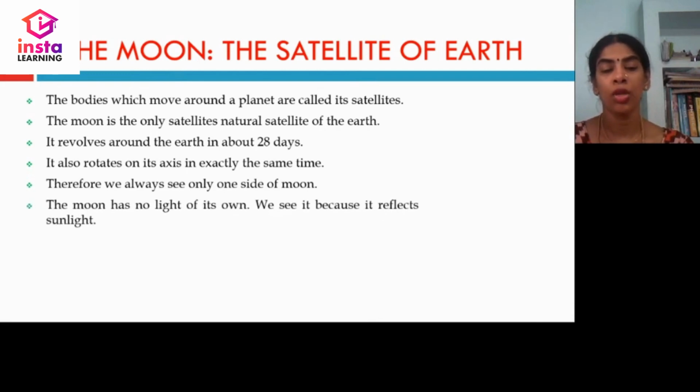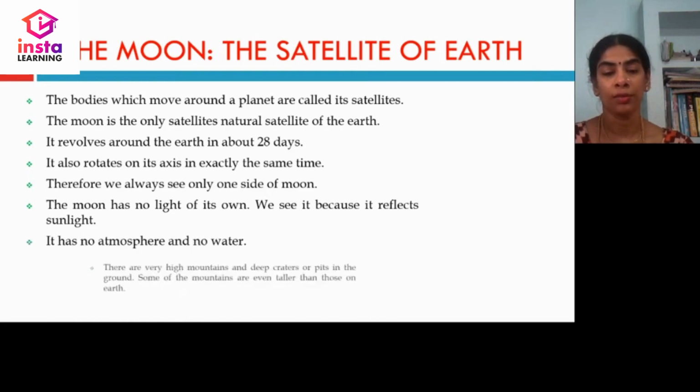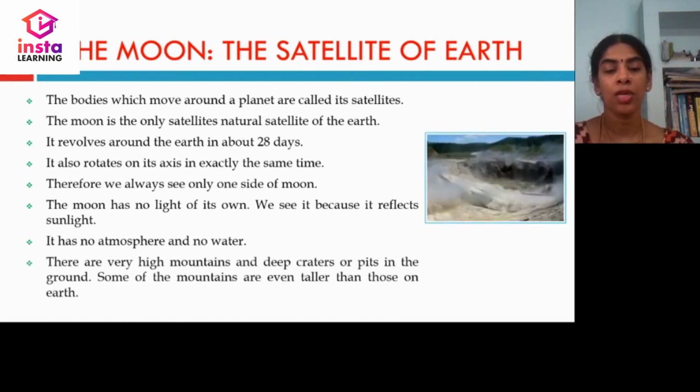The Moon has no light of its own. What we see of the Moon is a reflection of light. It has no atmosphere and no water. There are very high mountains and deep craters on the ground. The mountains are even taller than those on the Earth.